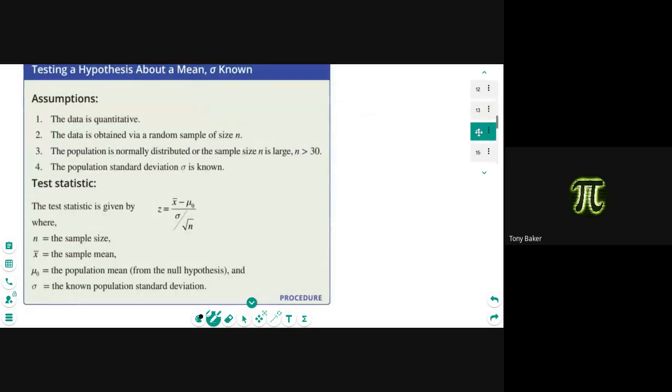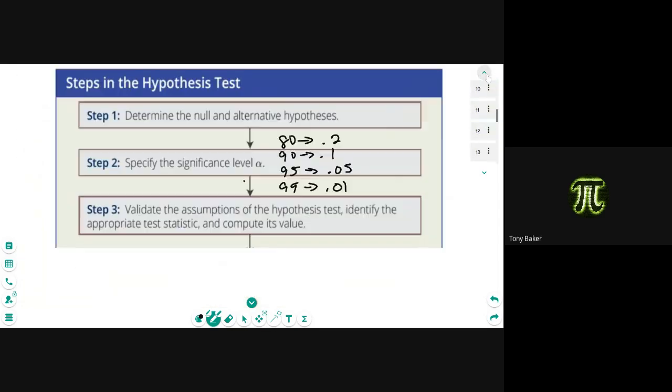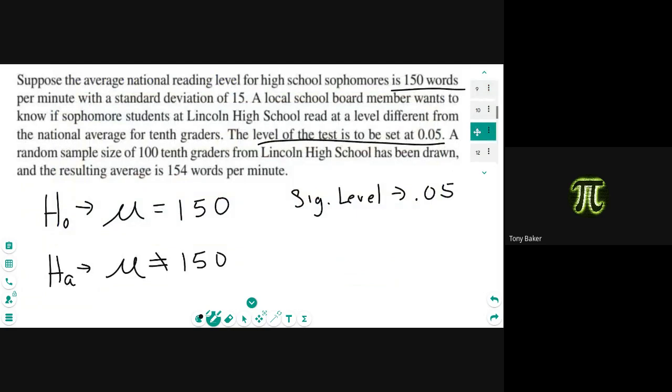All right, so we've got that. Once we've got our significance level, the next step is to validate the assumptions of the hypothesis test, identify the appropriate test statistic, and compute its value. So in this problem, my test statistic is going to be what? We're going back to it being either the Z or the T. What's the difference between those two? It depends on whether I have the population standard deviation or the sample standard deviation. In this case, I have the population standard deviation because I have the national average. So that means I can use Z. Z is going to be my test statistic.